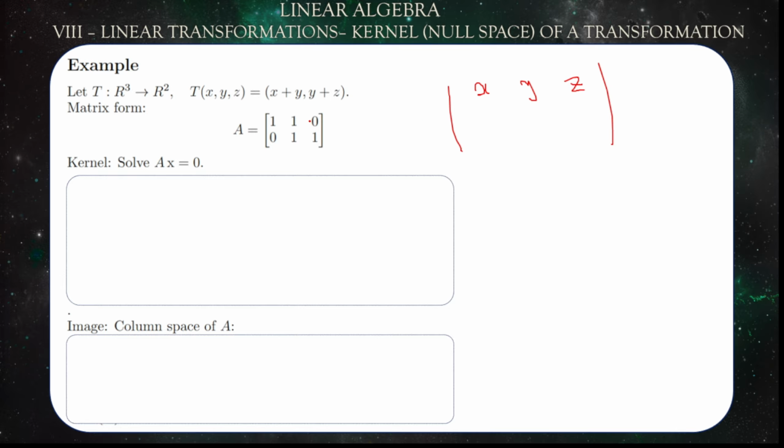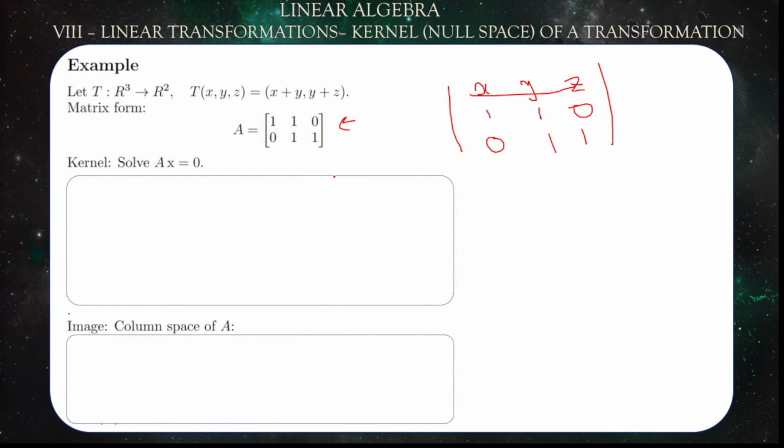Now, for the first row, it is x plus y. So x exists and it's multiplied by 1, y exists multiplied by 1, but z is 0. For the second row, x is equal to 0, y equal to 1, and z is equal to 1. So 0, 1, 1. And this is the matrix 1, 1, 0, 0, 1, 1.